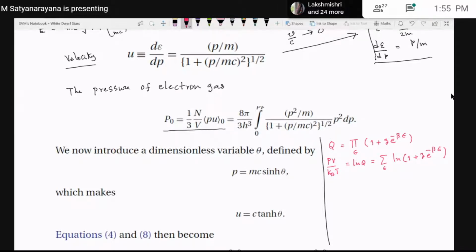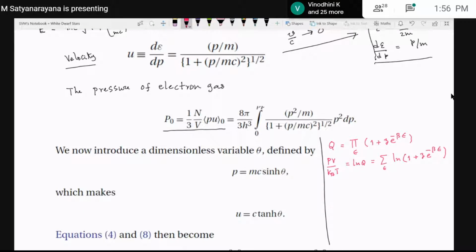Now we would like to write this as what is called an integration, using the density of states. As we have seen, I am not going to use the non-relativistic case once again. So the density of states, I will write it in terms of momentum, since this epsilon will be a function of p.